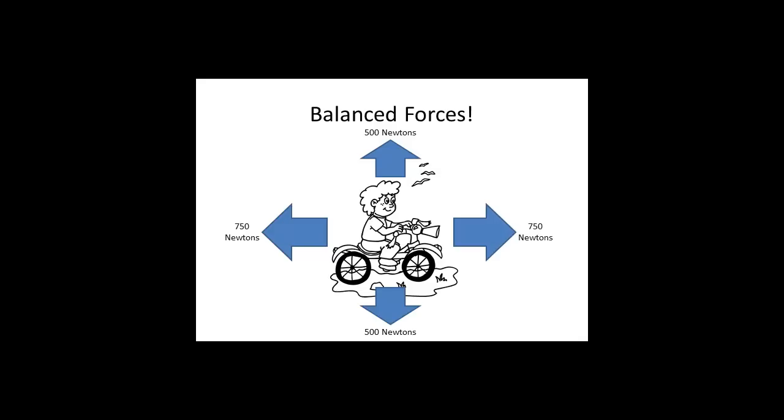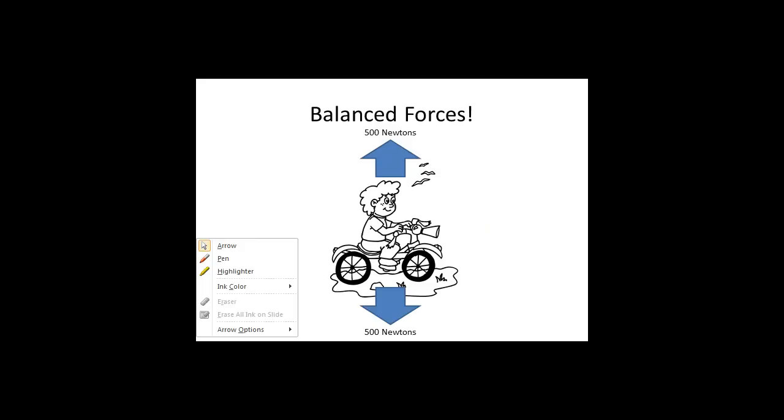We'll look at one more situation to try and understand balanced forces. We have a person riding a bike, and in this case we know that there's gravity acting, and we'll say that that is 500 newtons down. We know that the ground is pushing up with a force of 500 newtons. We'll say that the friction that is acting on this person on their bike is 750 newtons, and when a person is riding a bike, to maintain a constant speed they need to continue pedaling. By continuing to pedal they're providing a forwards force, and we'll say that is also 750 newtons.